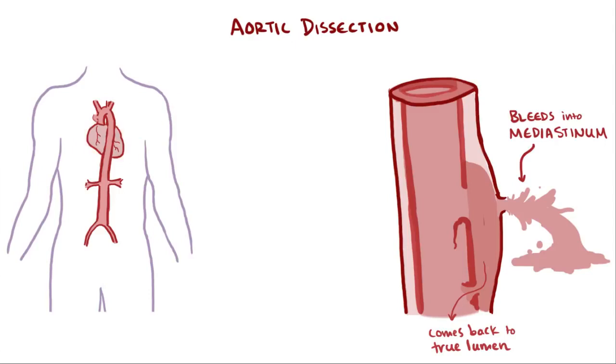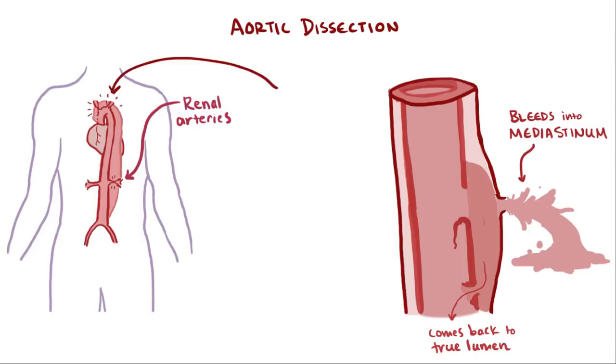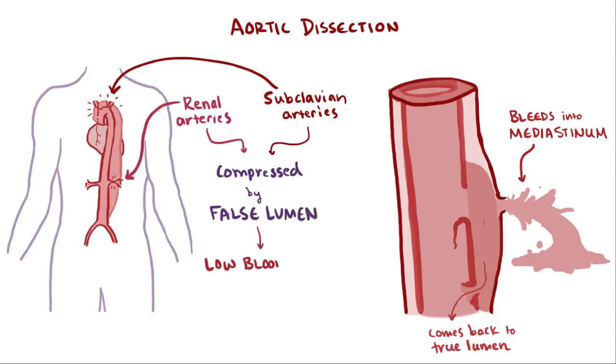Yet another possibility is the blood could continue to tunnel between the tunica intima and the tunica media until it reaches another artery that branches off the aorta, like the renal arteries or the subclavian arteries. The blood in the false lumen can put pressure on these branching arteries, decreasing blood flow to the kidneys and arms, causing a whole new mess to deal with.